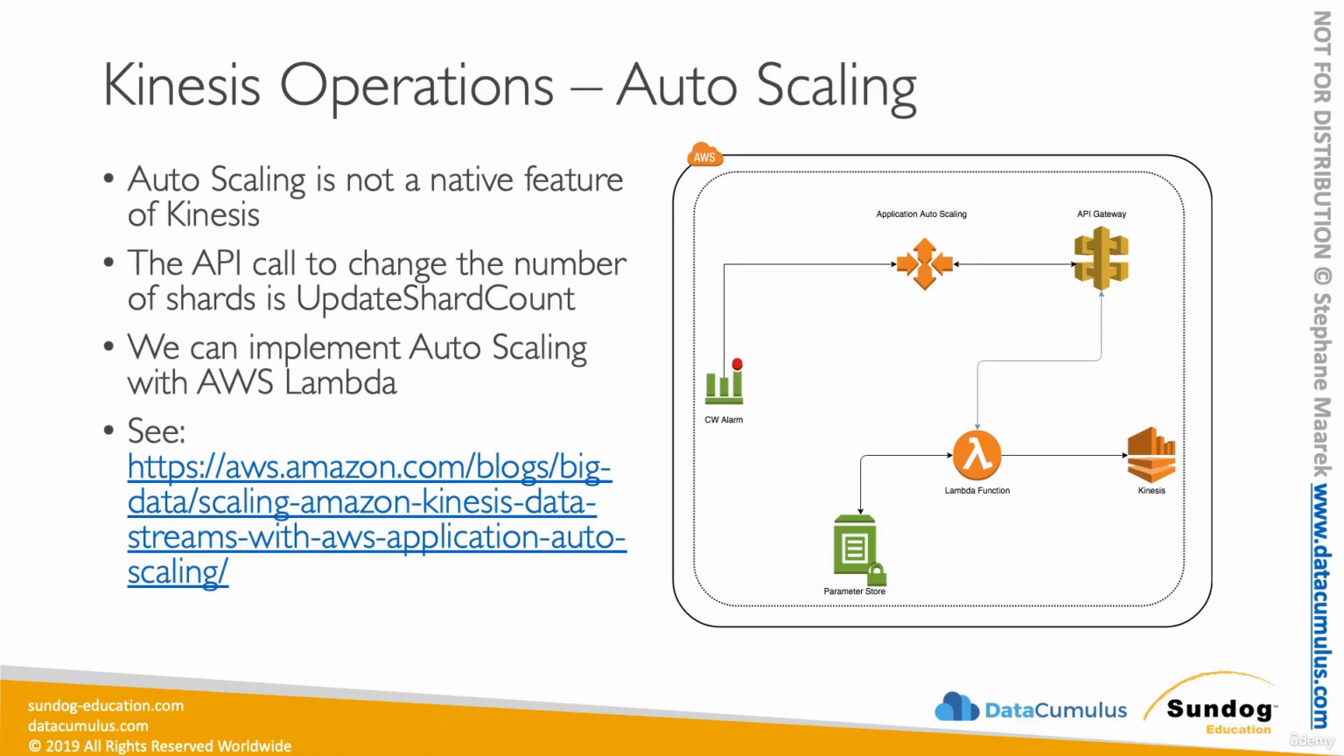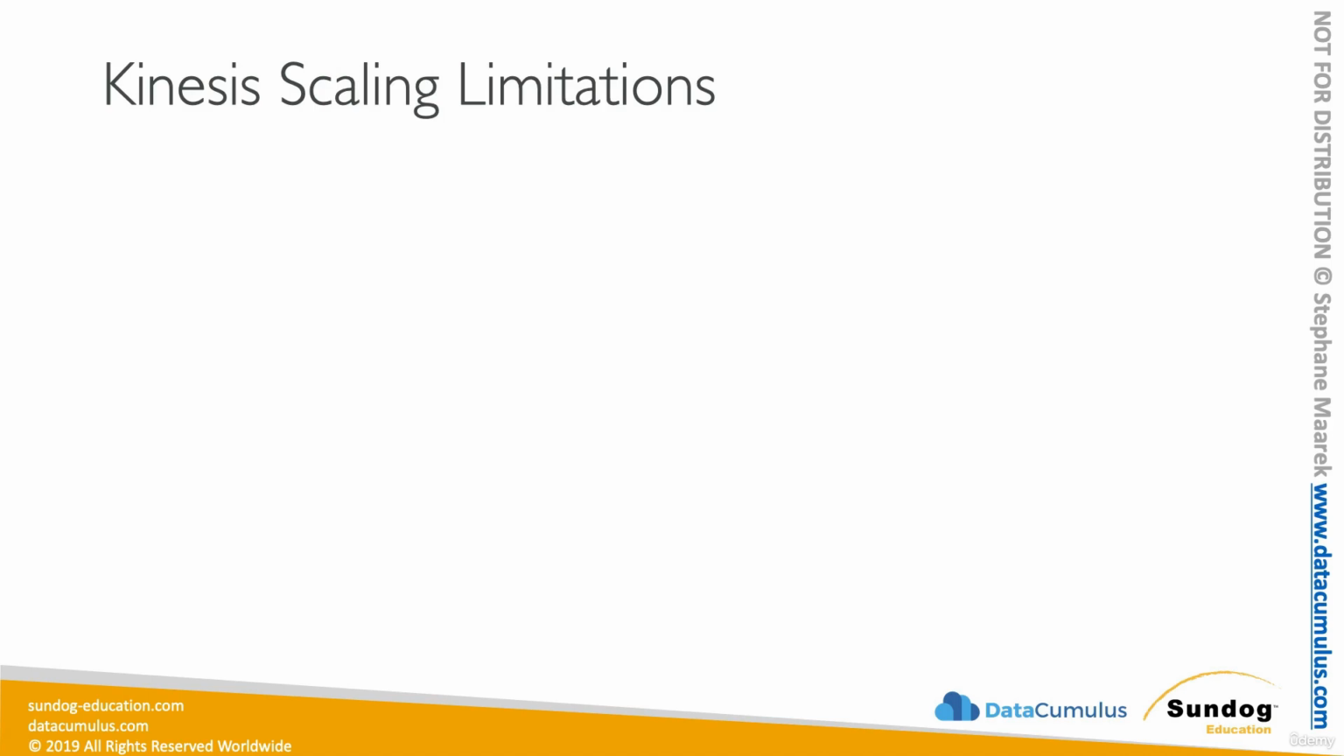So read that blog if you're interested in implementing autoscaling, but you have to do it a bit manually to make it work. So what about Kinesis scaling? What are the limitations of it? Well, you cannot do resharding in parallel, so you need to plan capacity in advance.